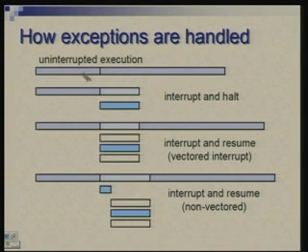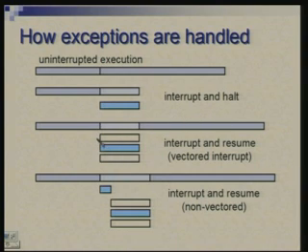Suppose this represents the normal action. Some program is running, and it is at this point you notice that some event has occurred. Then a possible response is that you transfer the control to some other activity, carry it out, and at the end of it you just stop the processor. So, interrupt and halt. Another possibility is that after doing this, what is called exception handling or interrupt handling, you come back and resume what was being done.